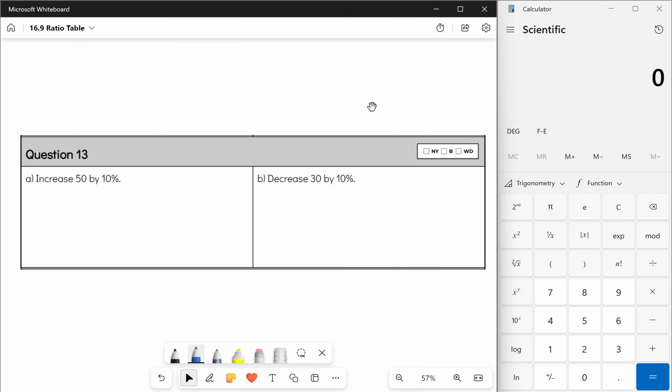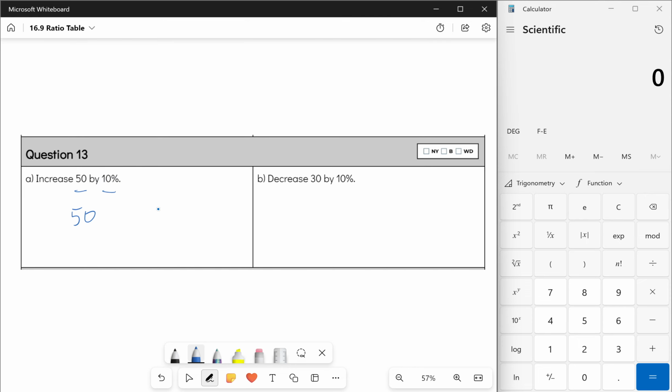Now, the easy mistake to make when we see something like increase 50 by 10% is to think, well, okay, I should take 50 and add 10 to it, and that will give me 60, right? We need to remember when we're doing questions like this that percents scale. They scale based on the base number. So 10% of 50 is going to be much smaller than 10% of 60, and 10% of 60 is going to be smaller than 10% of 70. So if we just add a straight 10, we're not going to end up with our right number.